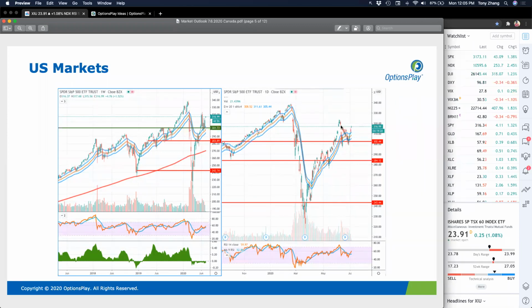Our base case at the moment is still that if it doesn't break above 317, it's more of a range-bound neutral market here between 317 and 300 or so on the S&P 500. That's our base case. If you do get a breakout above, you need to clear the 323 level before it can really start moving up to 320, 339.